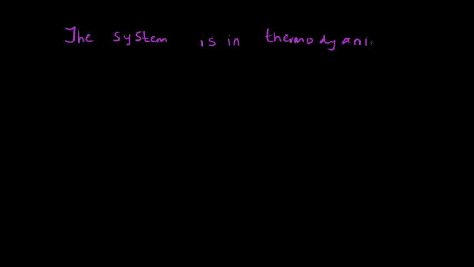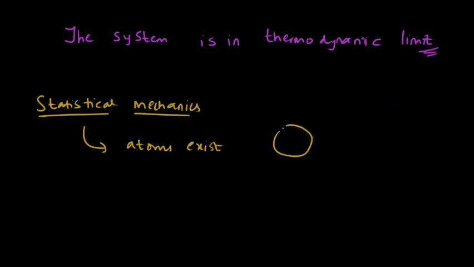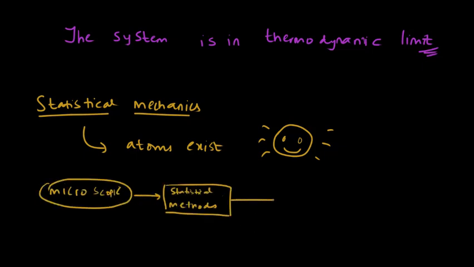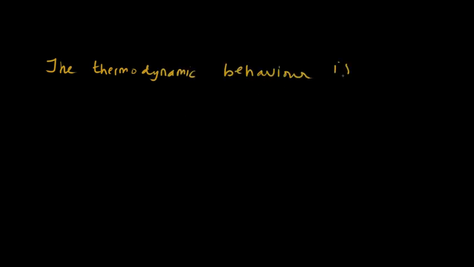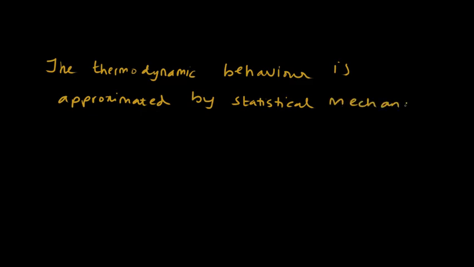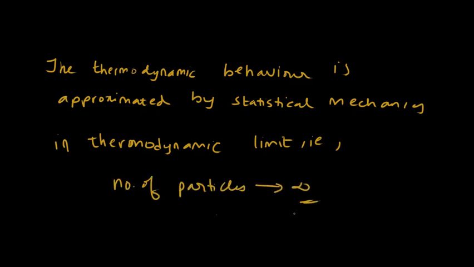Thus, we begin with statistical mechanics, which developed with the knowledge of the existence of atoms. We start with microscopic states of a system and develop the macroscopic properties using statistical methods. The thermodynamic behavior of a system is asymptotically approximated by the results of statistical mechanics in the thermodynamic limit. That is, as the number of particles tends to infinity, the intensive quantities such as pressure and density remain finite.